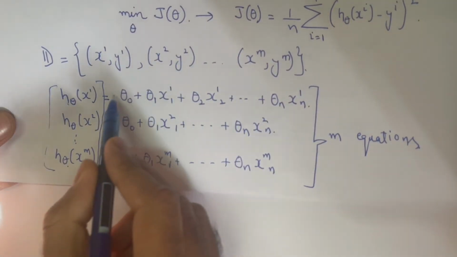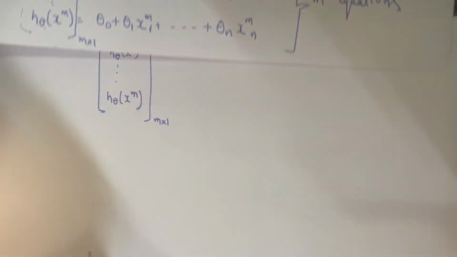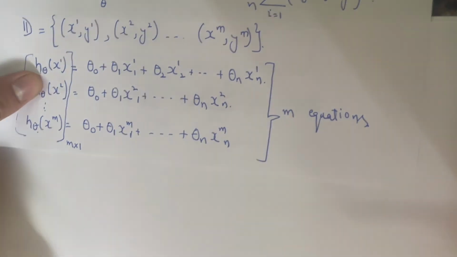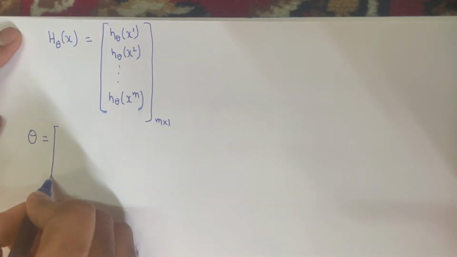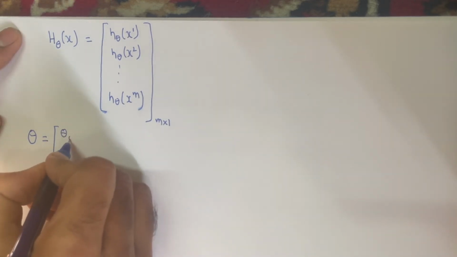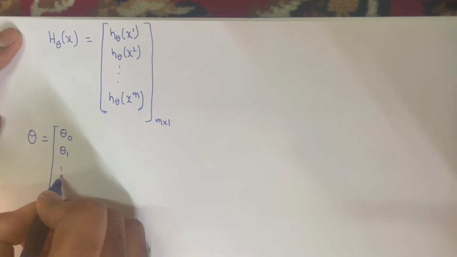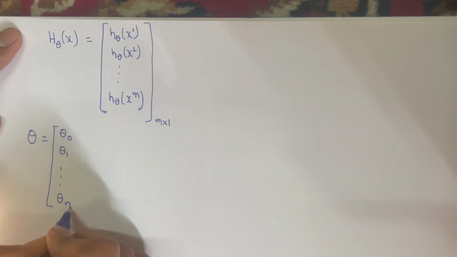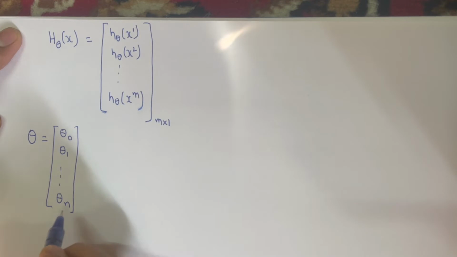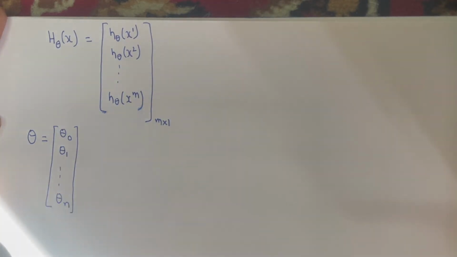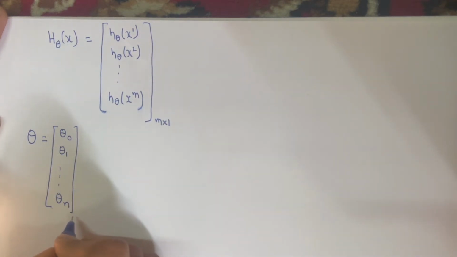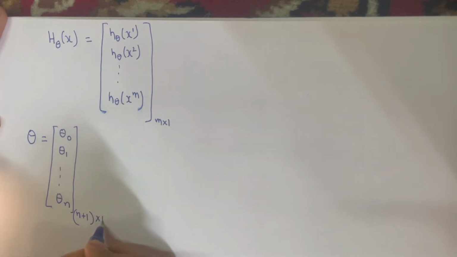Now from this particular side we can write the equations in matrix format like this. Let's assume theta is a parameter vector: theta 0, theta 1, up to theta n. How many thetas are there? n. So it is a matrix of n plus 1 cross 1.